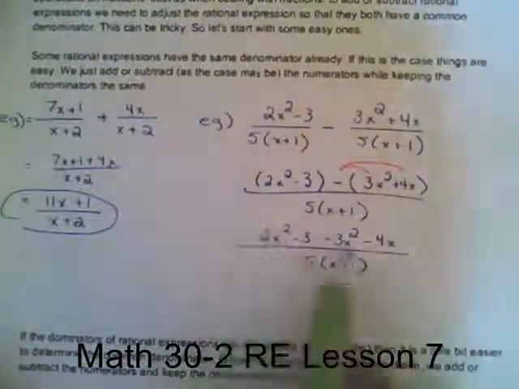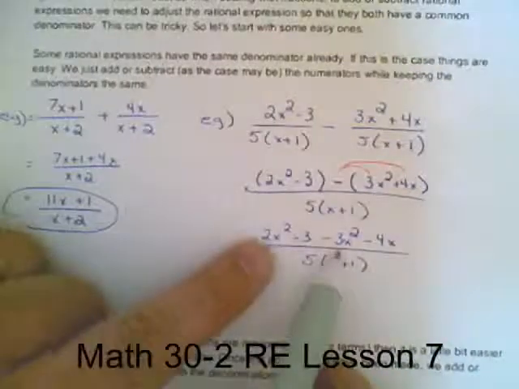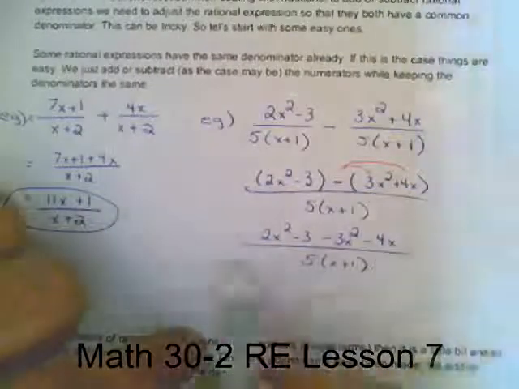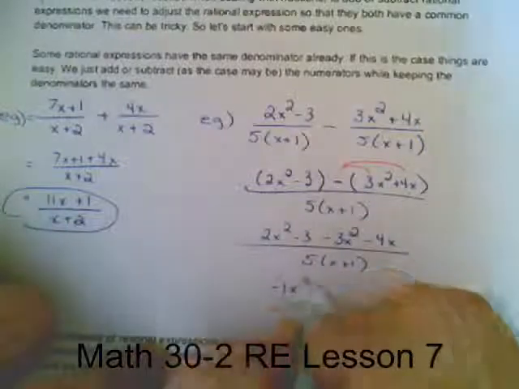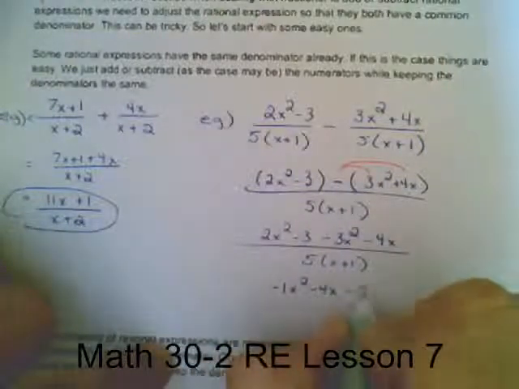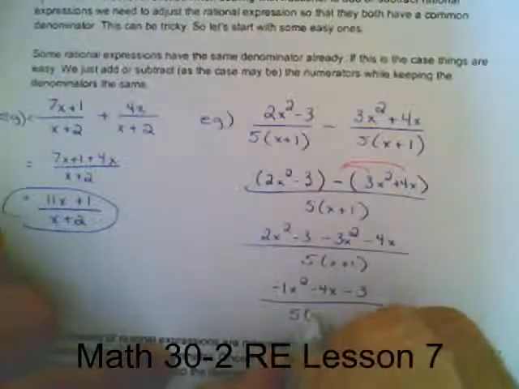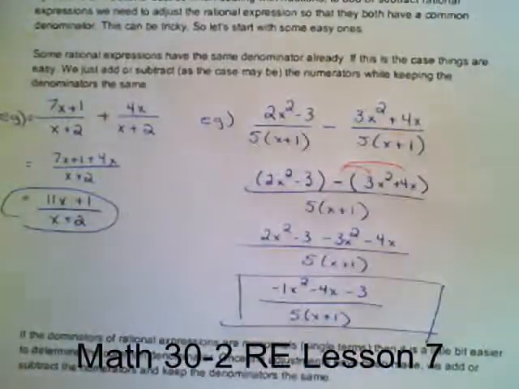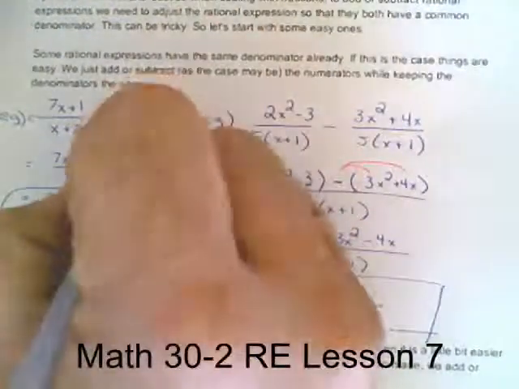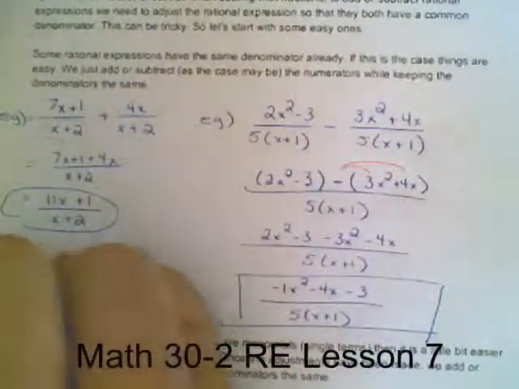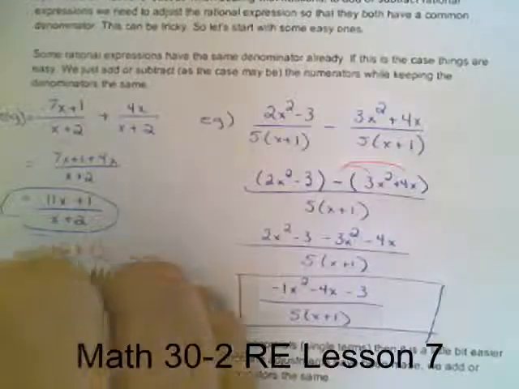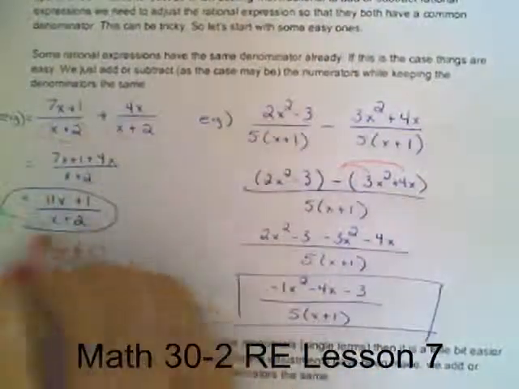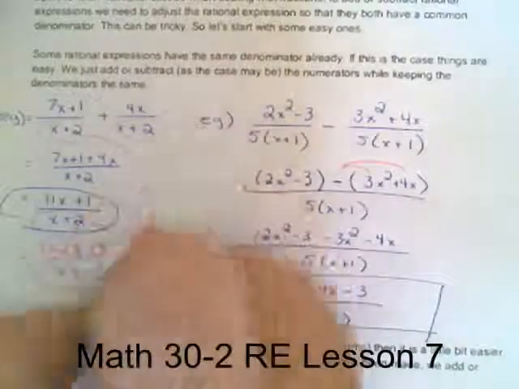Okay. Another example, just randomly choosing one, this one with a subtraction. I have 2x squared minus 3 over 5 times x plus 1. So I've got a common factor there. My next one is 3x squared plus 4x all over 5 times x plus 1. So the denominators are the same, and I'm just going to subtract the polynomials.